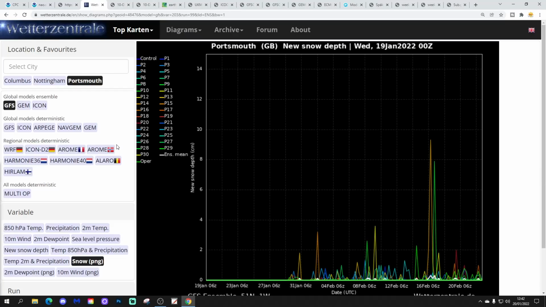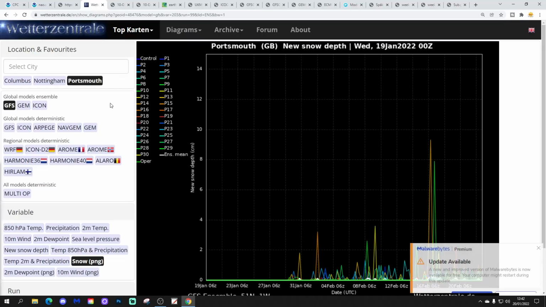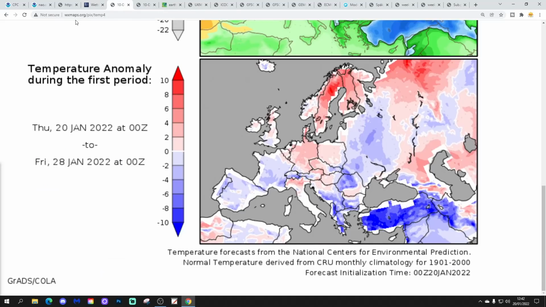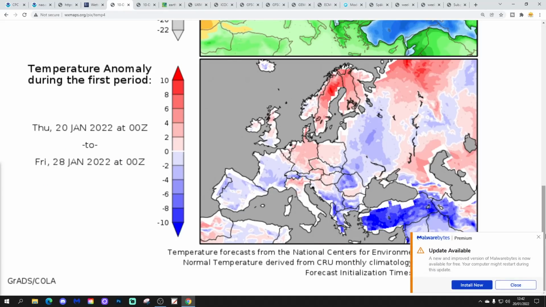So this entirely snowless winter looks like it's going to continue, and it could end up like the most snowless winter that we've ever had. I wouldn't be overly surprised if it did, certainly for southern England anyway. Temperature anomalies on the 28th of January, above average in the north.